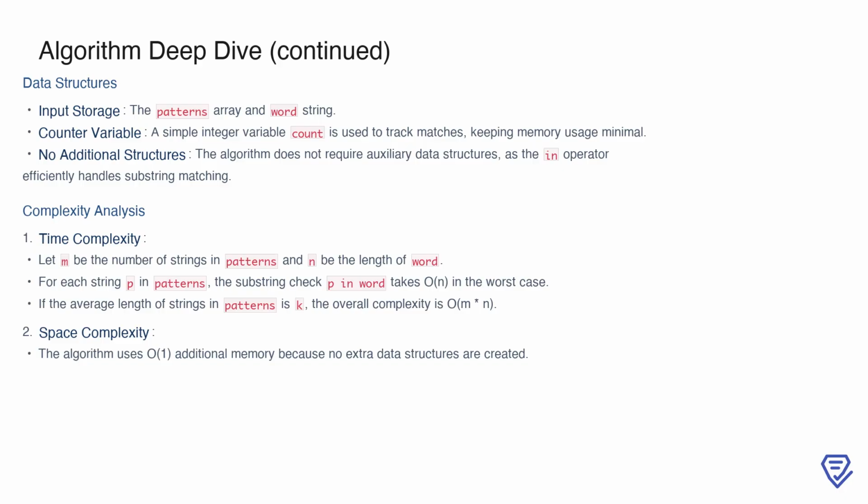When analyzing complexity, the time complexity is determined by the number of patterns and the length of the word. Let M represent the number of strings in patterns and N represent the length of word. For each string in patterns, the substring check P in word takes O(N) in the worst case. Therefore, the total time complexity is O(M * N). The space complexity is O(1), as no extra memory is allocated beyond the counter variable.